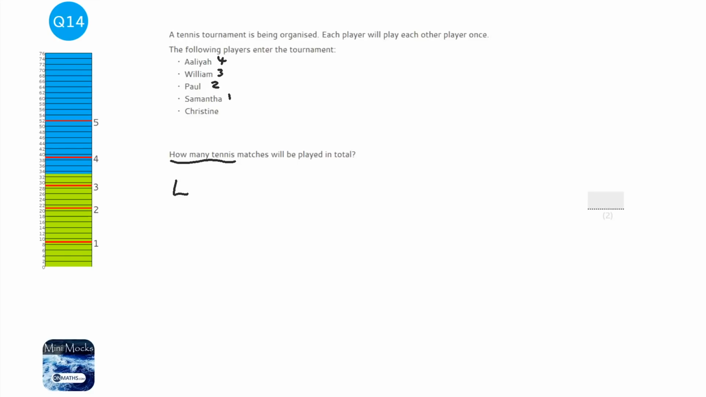So we've got the 4 matches Aliyah's going to play, 3 matches that William's going to play, not counting the one we've already counted from Aliyah, plus the 2 Paul's going to play, plus the other one that Samantha's going to play. So 4 plus 3 is 7, plus 2 is 9, plus 1 is 10. So in total there are 10 different matches going to be played.